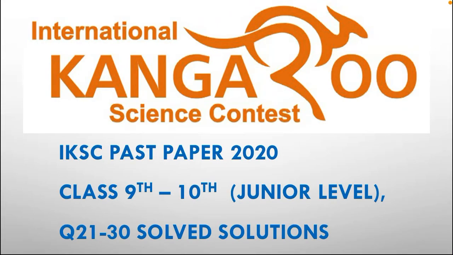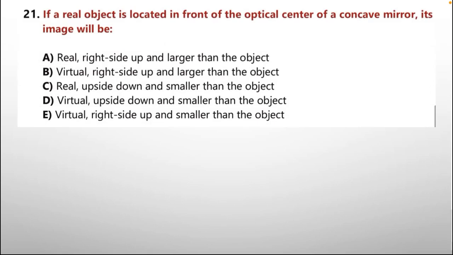This is IKSC, International Kangaroo Science Contest, and this video consists of solved solutions of question number 21 to 30 of the past paper 2020, and it's for class 9-10, which is called Junior level. The video begins with question number 21.